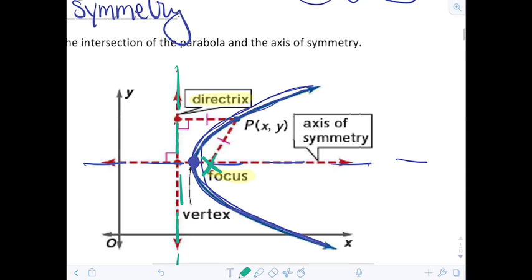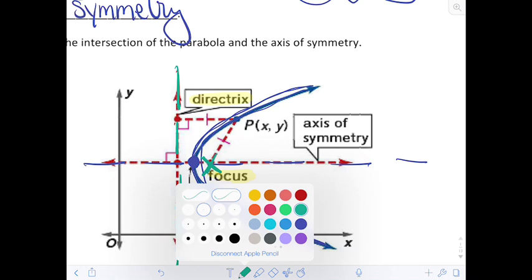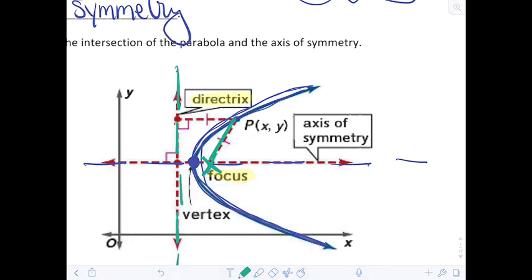So as we look, the definition of a parabola is all of the points on the parabola that are equidistant from a focus, which would be right here, to a perpendicular directrix. So from the focus to the parabola, parabola to the directrix, focus to the parabola, parabola to the directrix.